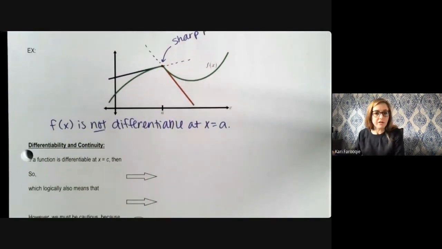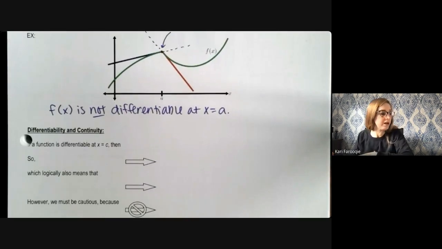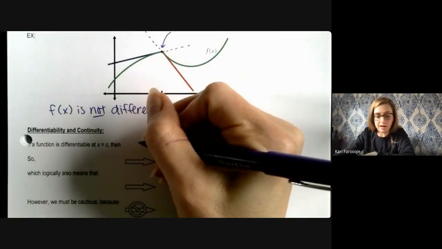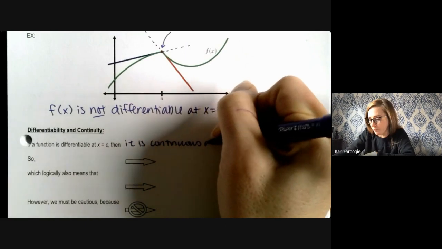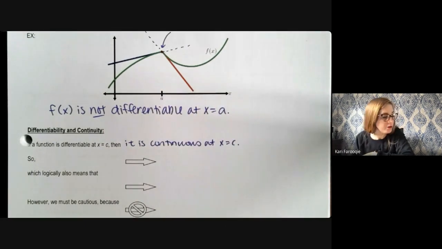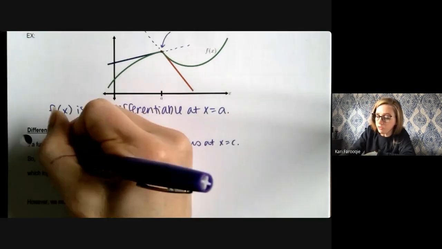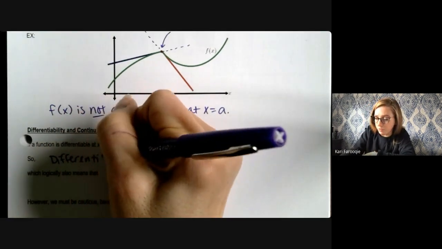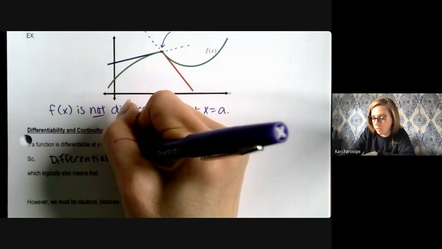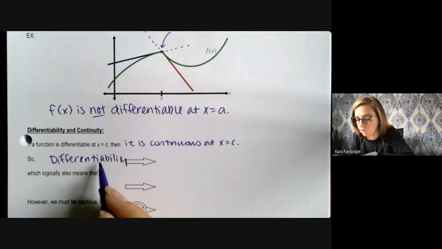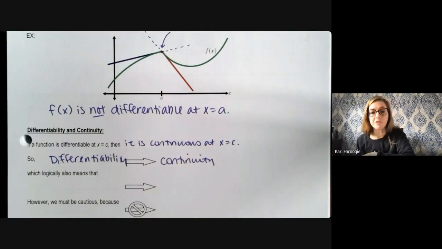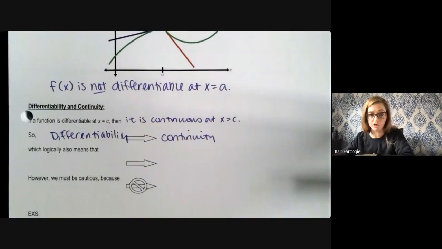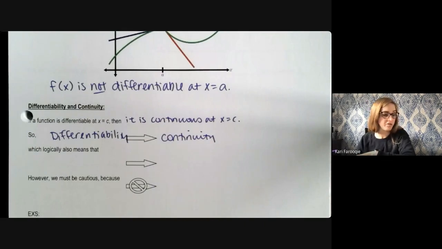As far as continuity is concerned, if a function is differentiable at x equals c, then it's continuous at x equals c. So if a function is differentiable, then it is continuous at that point. Differentiability implies continuity. Did I totally spell that wrong? So differentiability is a very strong condition. Logically, this also means that if it's not continuous, then it's not differentiable.